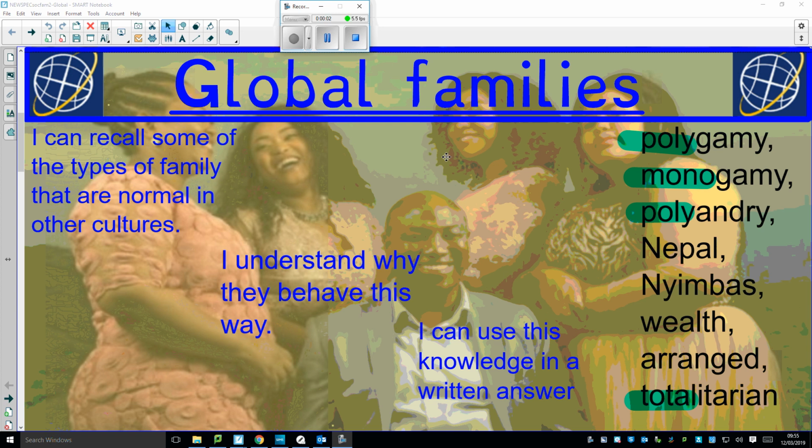So for our next lesson on the sociology of family for the new spec, we're going to look at something called global families. We're going to look at families in different cultures, what is considered normal in other cultures. And here's the key words we'll look at as we go through it.